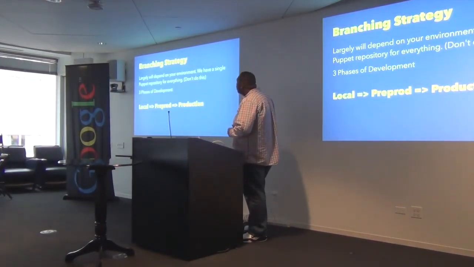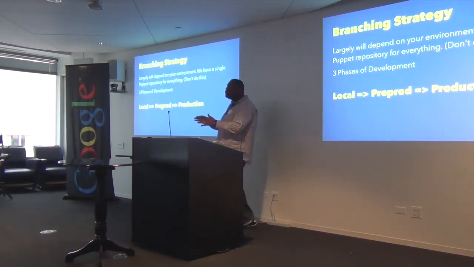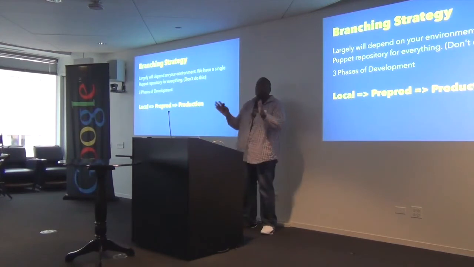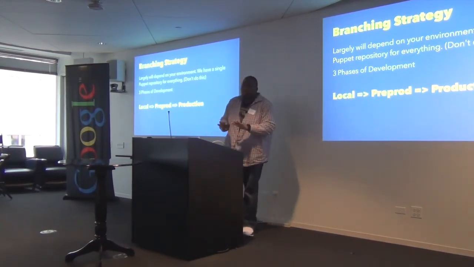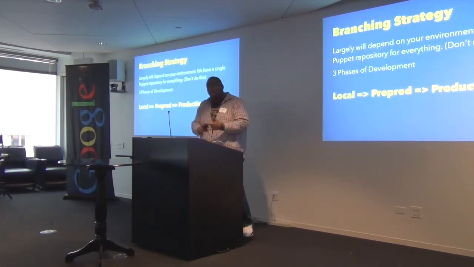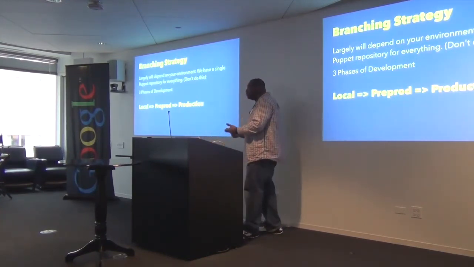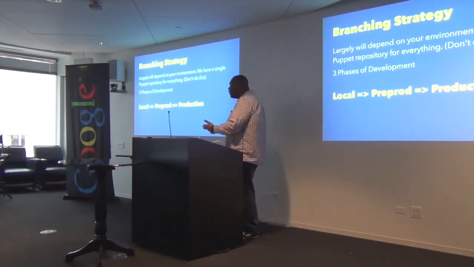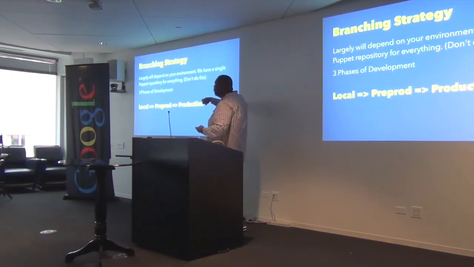Branching strategy. Okay, so the branching strategy that you use at your shop is largely going to depend on what your environment looks like, right? So I'm going to walk you through what we have. There's three phases of development that we look at. We have our local environment, then we move it from our local environment to our pre-prod environment. After we destroy the pre-prod environment, we move on to production. Hopefully, by the time we move on to production, everyone feels safe and happy, and it's all just high fives and lemonade.